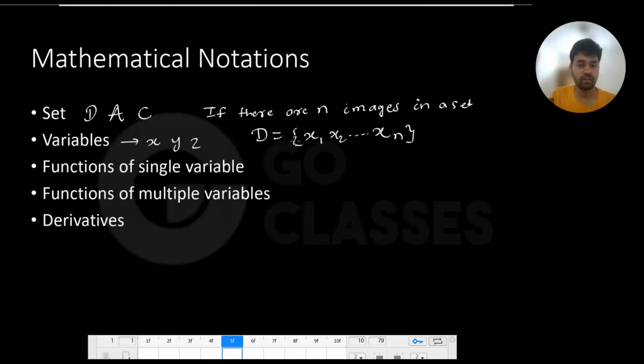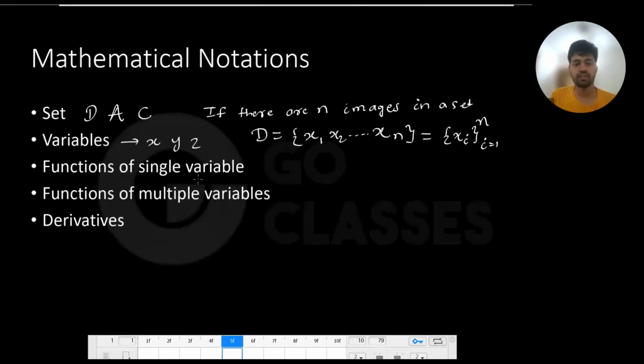There is a shortcut way of writing the same thing. It is written as something like this, right? So it is basically variable i goes from 1 to n of xi. So there are n x in this set D, and then it can be y, z, and so on, right?